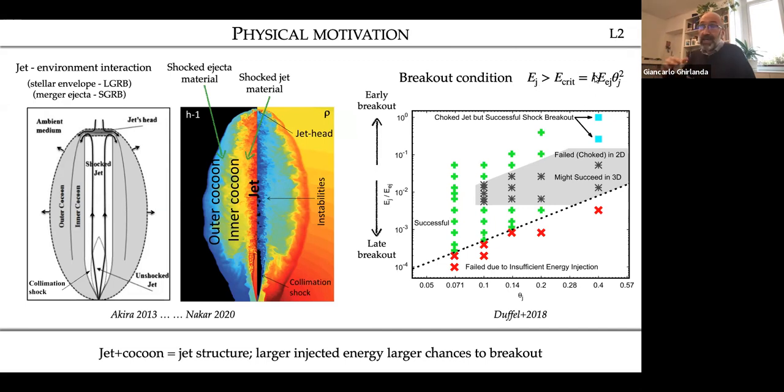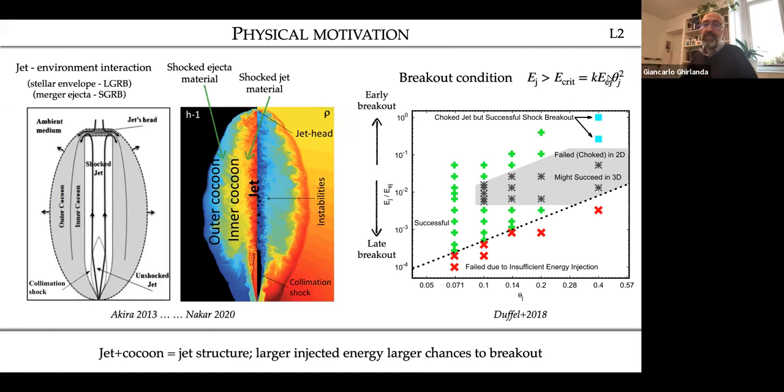So you can immediately understand that if the jet energy is larger than the energy of the material which is in front of it, the jet can travel through this material and break out. If on the other side the jet energy is smaller, the jet won't break out.